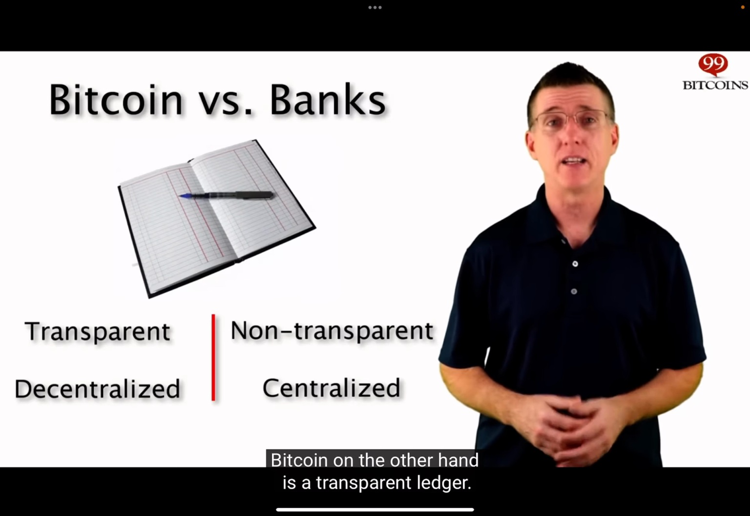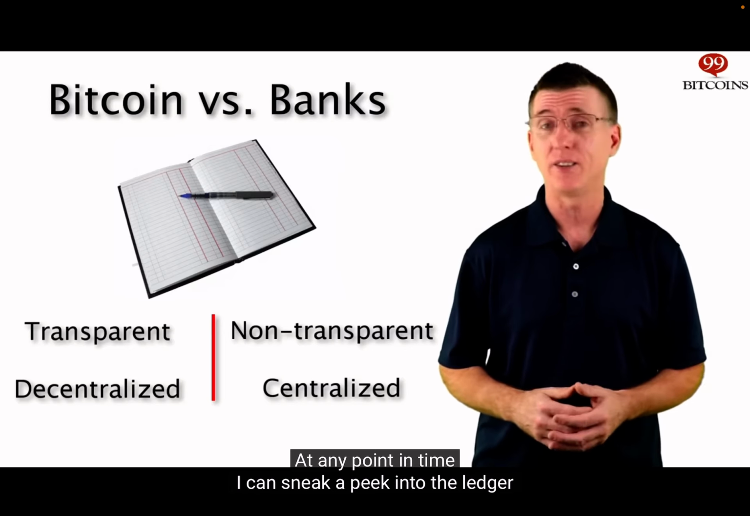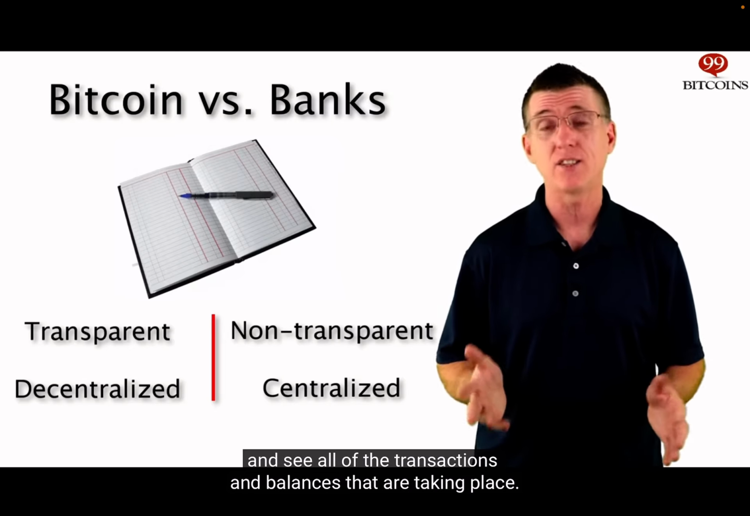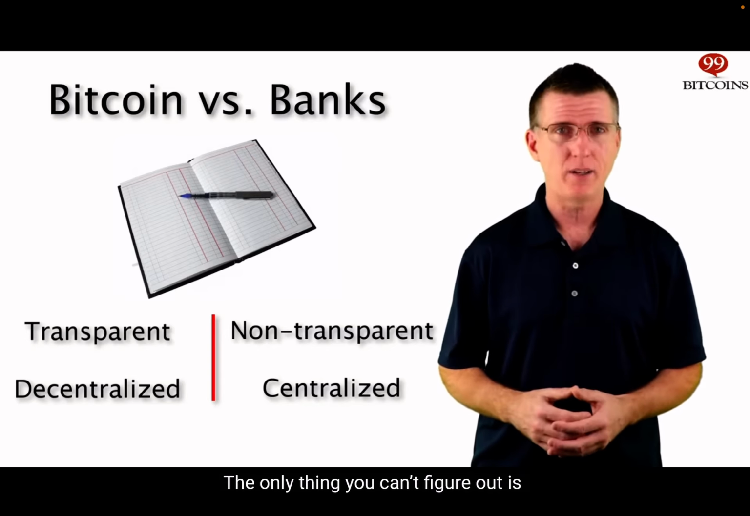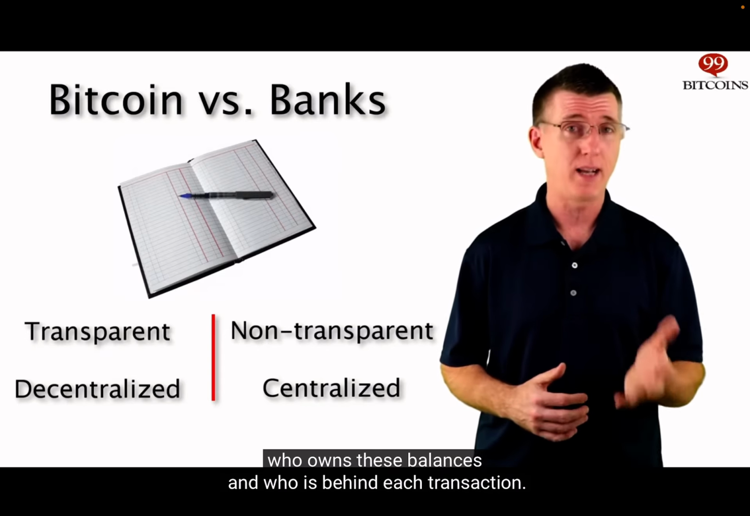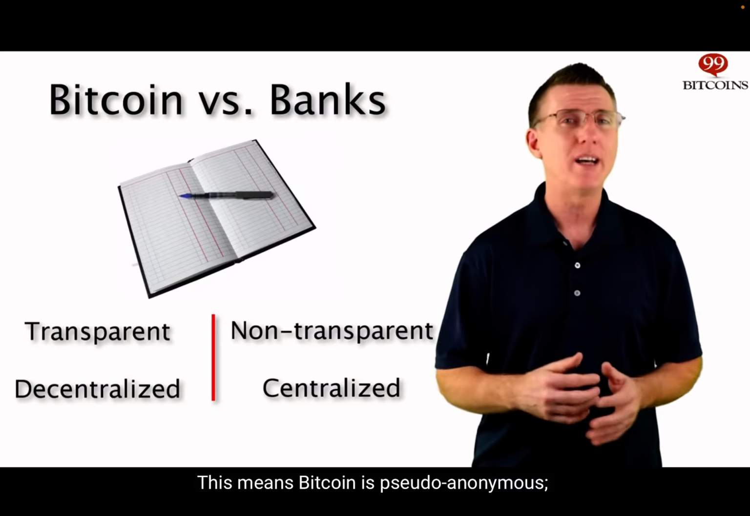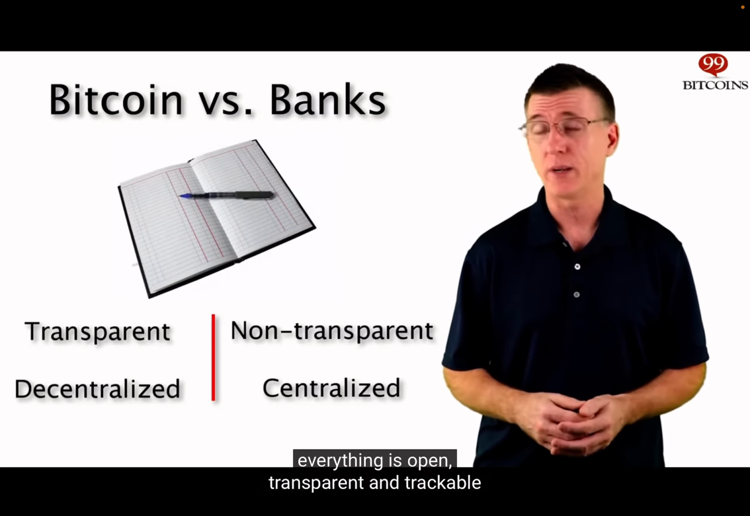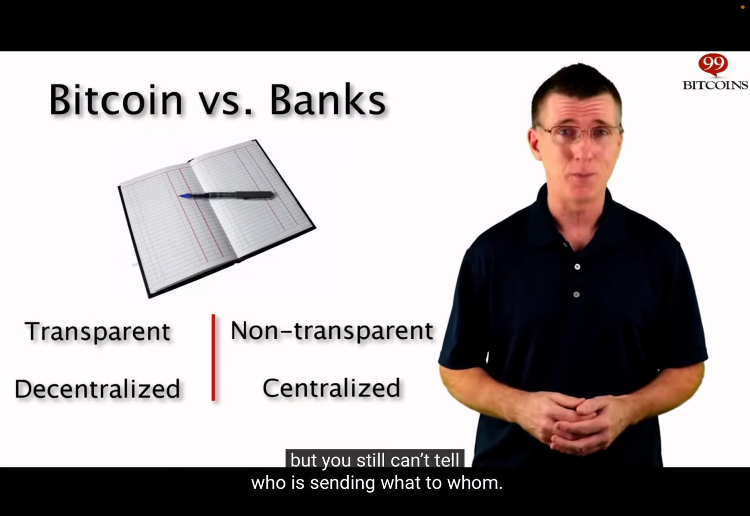Bitcoin, on the other hand, is a transparent ledger. At any point in time, I can sneak a peek into the ledger and see all of the transactions and balances that are taking place. The only thing you can't figure out is who owns these balances and who is behind each transaction. This means Bitcoin is pseudo-anonymous. Everything is open, transparent, and trackable, but you still can't tell who's sending what to whom.